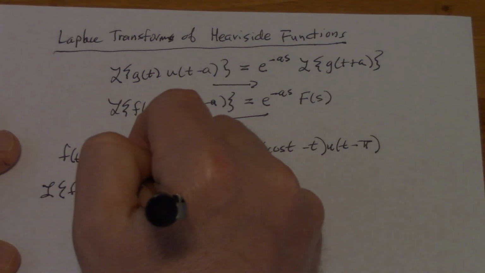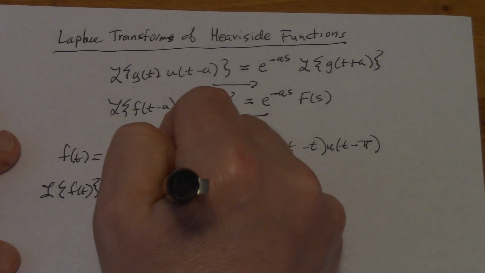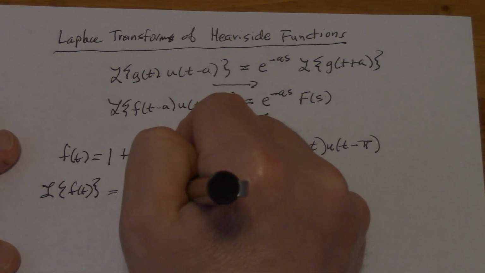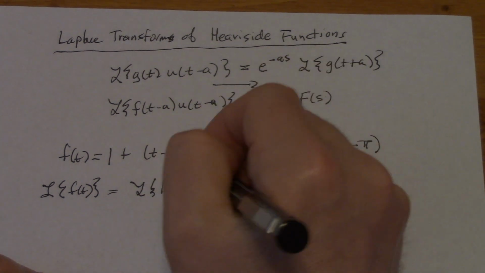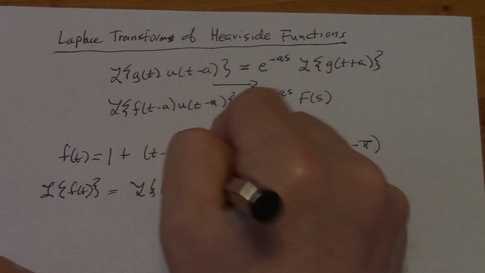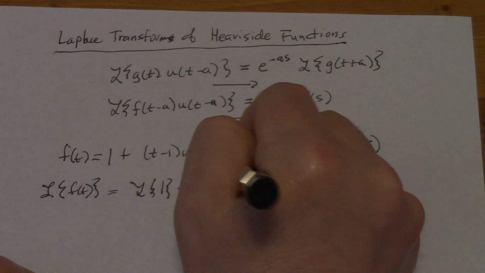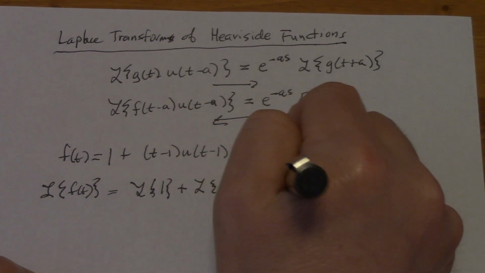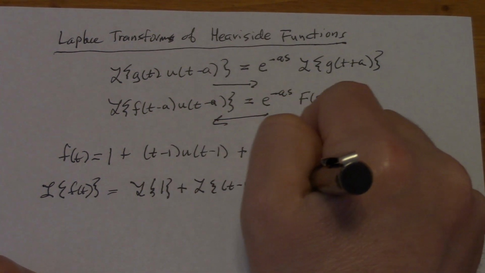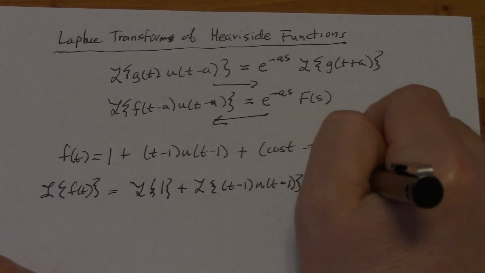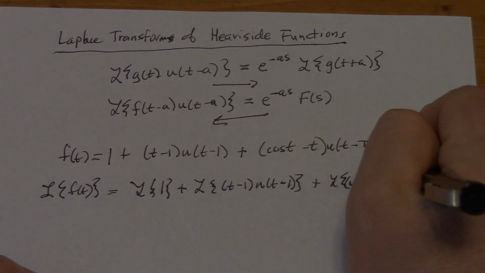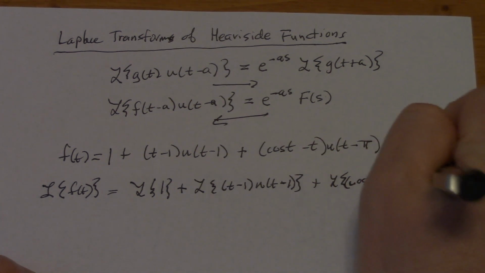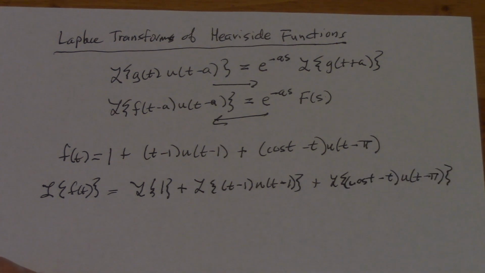So this is going to be the Laplace transform of 1, which we know that's in our table. Okay, and then the Laplace transform of t minus 1, u of t minus 1, plus the Laplace transform of cos t minus t, u of t minus pi. That's going to be the one that's a little bit messy.